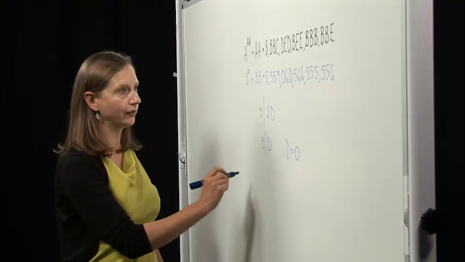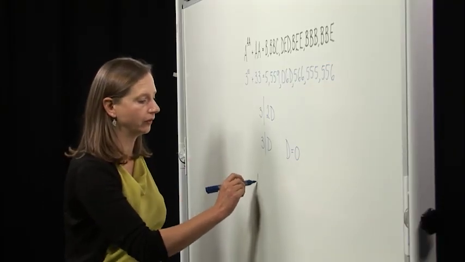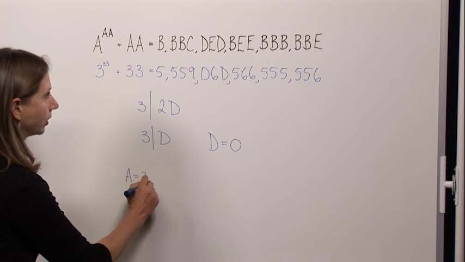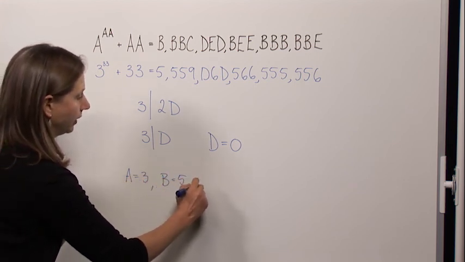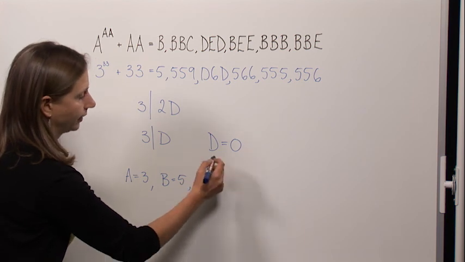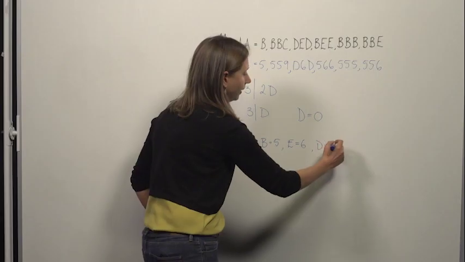And now we have all 4 letters that we were looking for. A is equal to 3, B is equal to 5, E is equal to 6, and D is equal to 0.